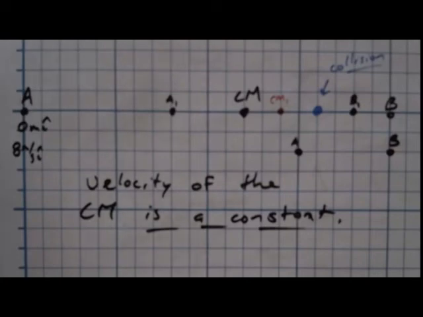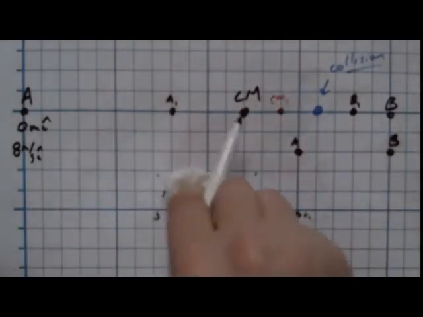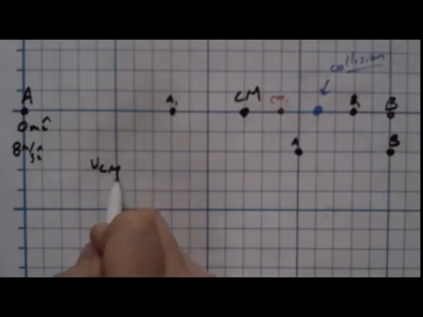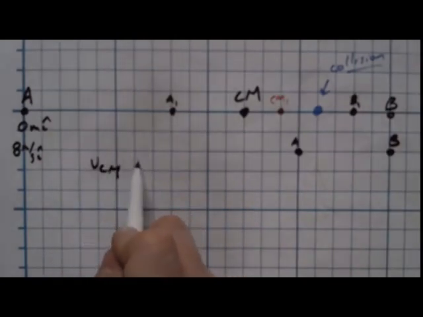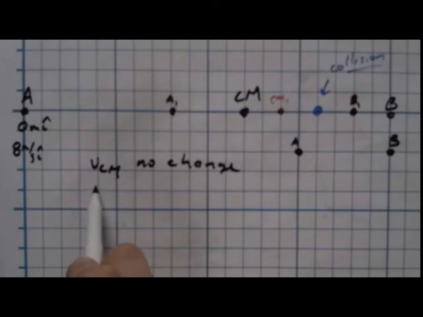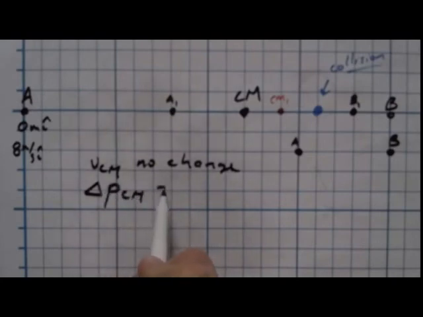We've talked before about what it means when an object is moving in a straight line at a constant speed. What does it mean? Think about that for a second. Maybe pause it. So the velocity is a constant. That means its momentum isn't changing. So velocity of center of mass doesn't change. No change. That means that it is isolated. That means its momentum isn't changing.